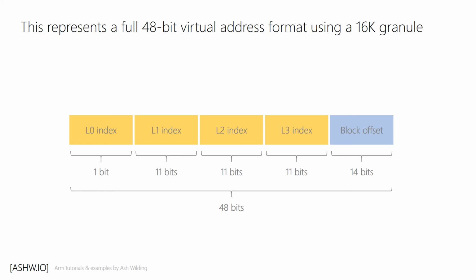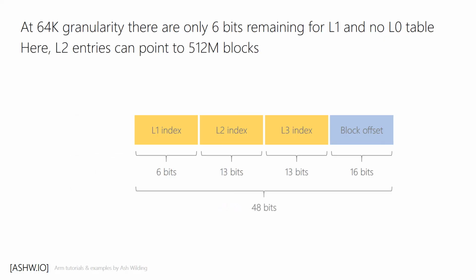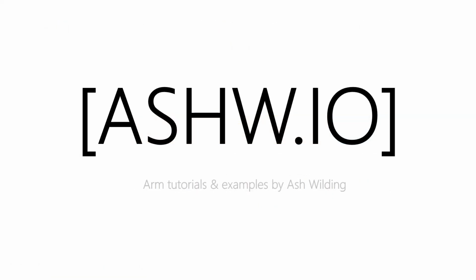So this represents the full 48-bit virtual address format when using a 16K granule. We have the 14-bit block offset, 11-bit fields for L3, L2, and L1, and finally a 1-bit field for L0. You can therefore imagine that at a 64K granularity, we'll have even fewer bits remaining. In fact, we only have 6 bits remaining when we get to L1, and we have no bits at all for L0, so we don't have an L0 table at 64K granularity. In this example, our L2 entries would therefore point to 512 megabyte blocks, because we'll have 8,192 entries per table, and each entry maps 64K. Thanks, hope you found that useful.